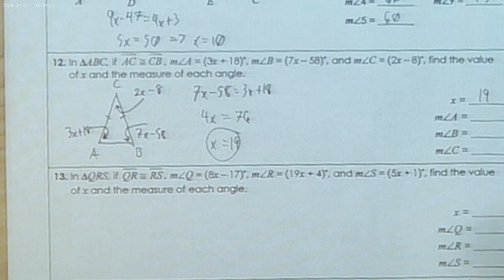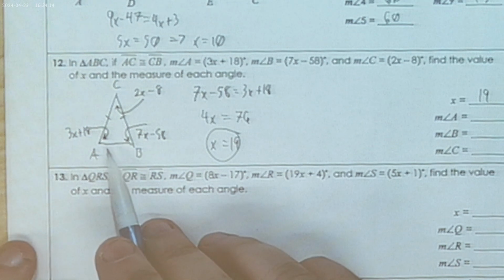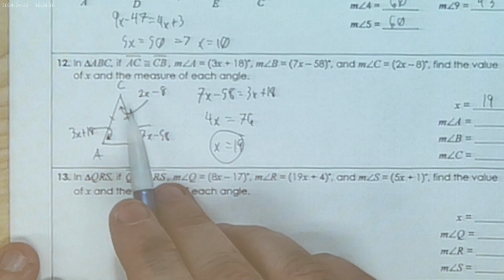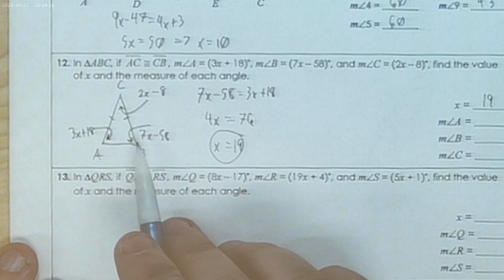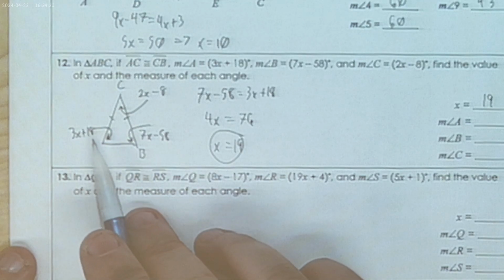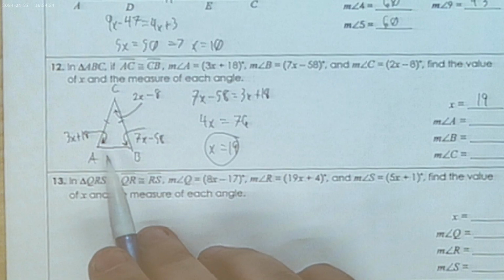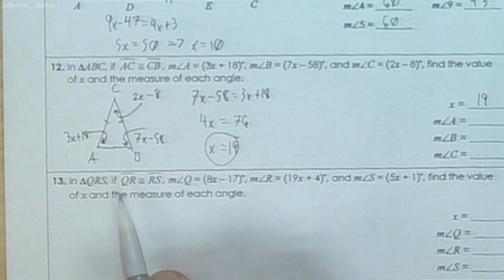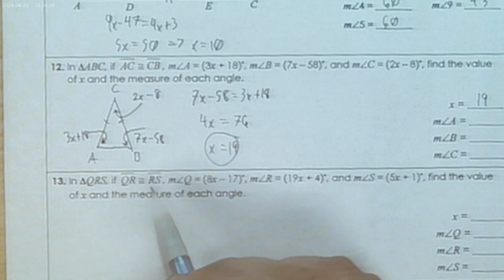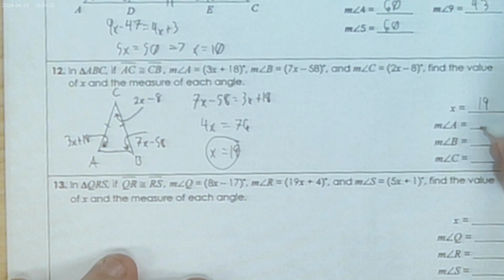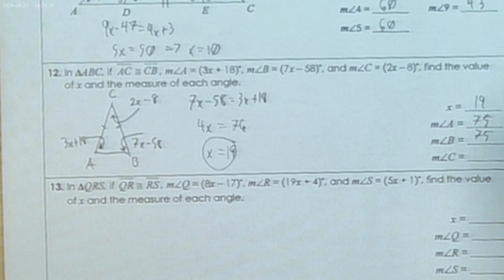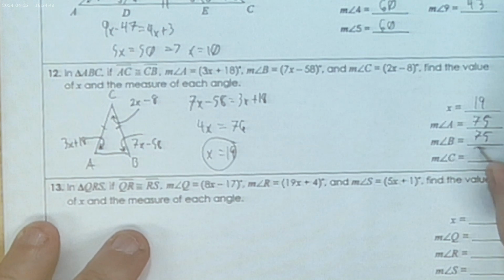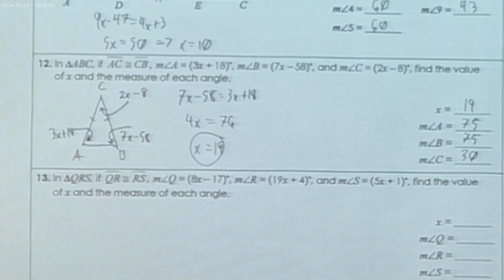Now, again, because it's an isosceles triangle, all I have to do is find two angles. I have to find this angle and this angle up top, because these two are equal. I just have to find the one. So 3 times 19 plus 18 equals 75. So A and B are both 75. And then C is 2 times 19 minus 8, 30. There we go.